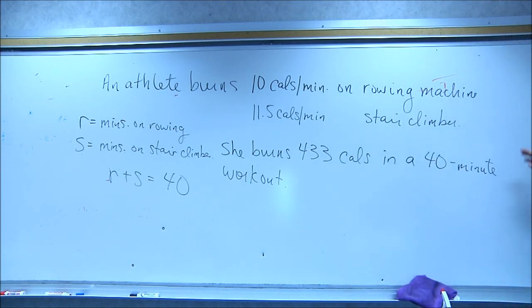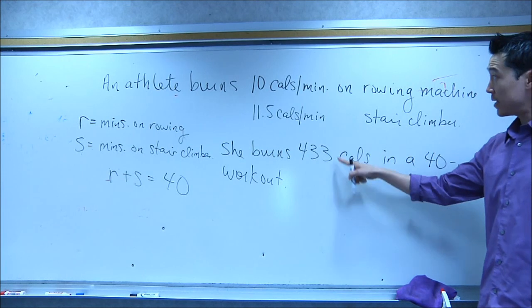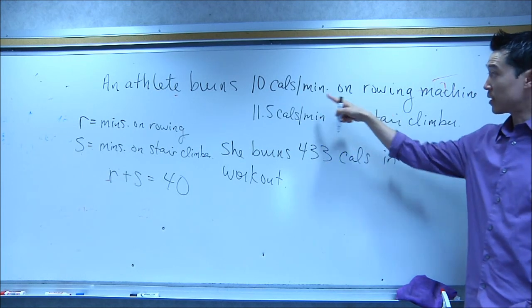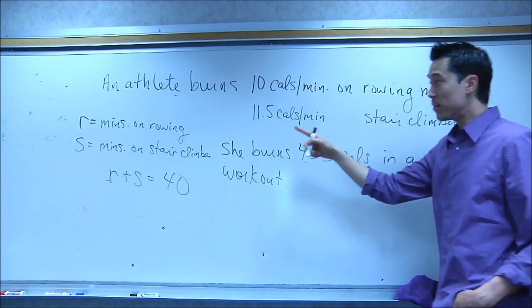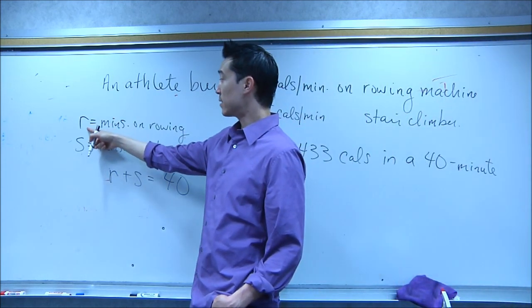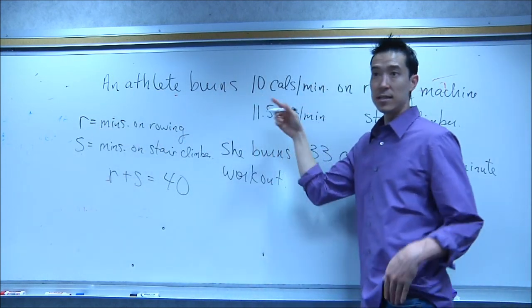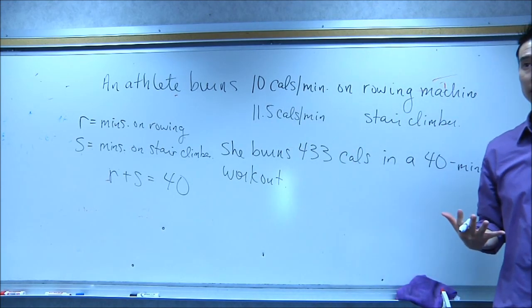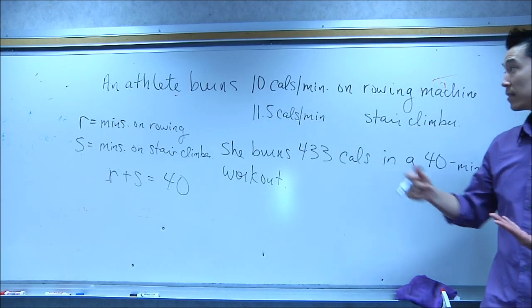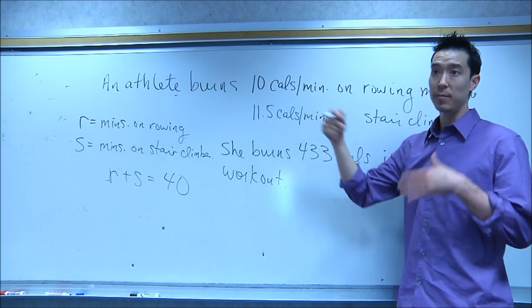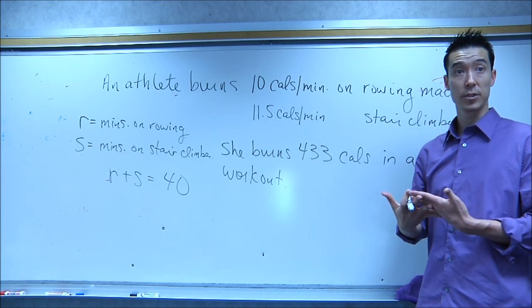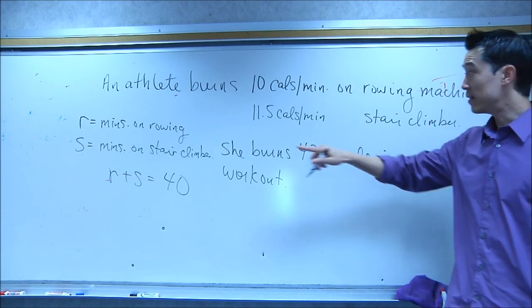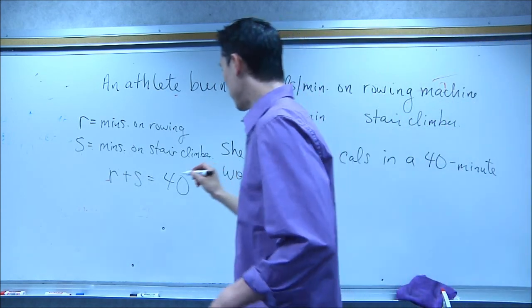Now, I'm given a lot of information for the calories. Basically, for every minute I'm on the rowing machine, I burn 10 calories. So for every minute I'm rowing, I multiply that by 10 to get the total calories I burned, right? If I row for 10 minutes and I burn 10 calories per minute, it would be 10 times 10 to get the number of calories I burned for 10 minutes on the rowing machine. So, in this notation, 10 calories for every minute.